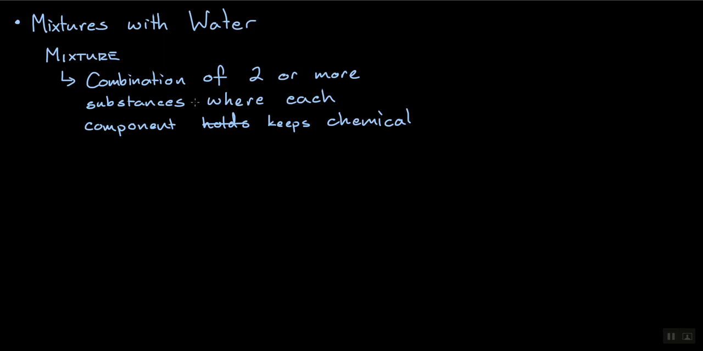Okay, combination of two or more substances where each component keeps chemical properties. Okay. Notice, I did not say physical properties. It could keep its physical properties, but definitely keeps its chemicals. If I mix a batch of Kool-Aid, I still have water in there, and I have Kool-Aid in there. I could separate them without having to do any chemical reaction.